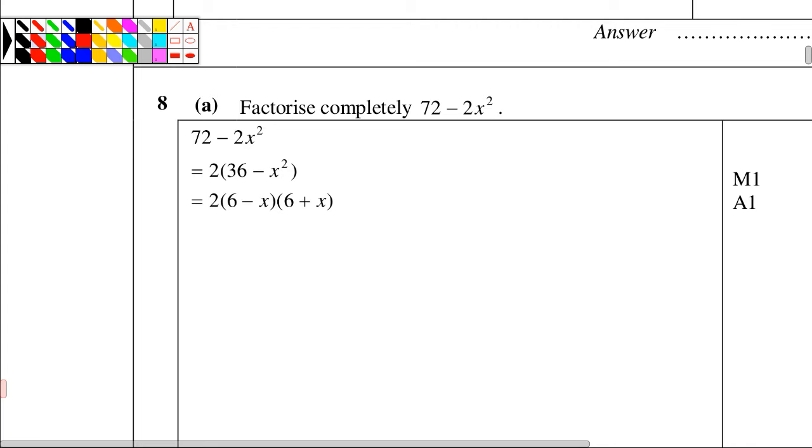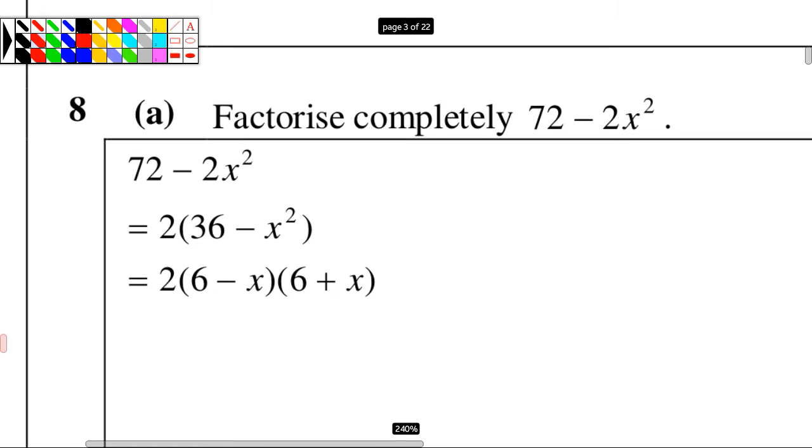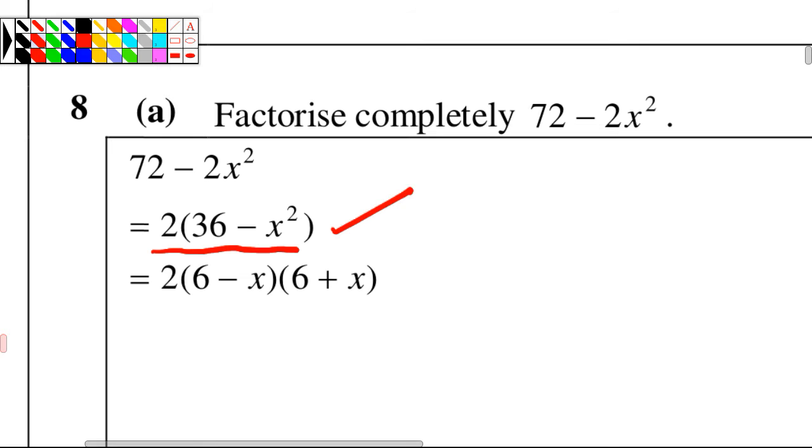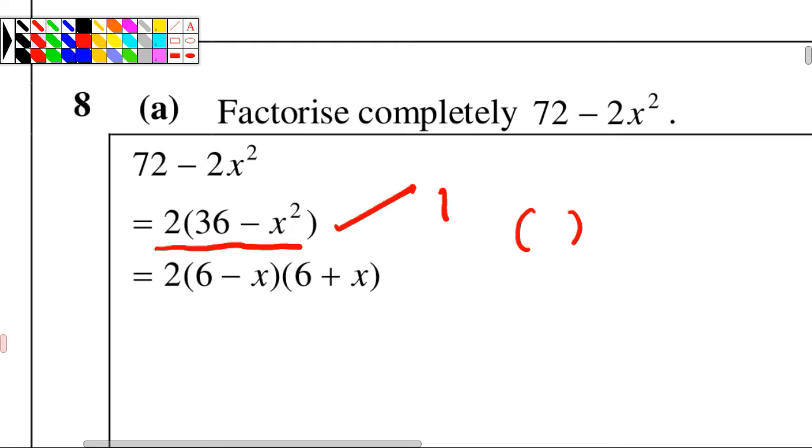Now, when I have nothing in common, for example this one, 72 and 2, the first one, do you get this? Okay, this is 1 mark. Now, after that, what do you do? 36 and x squared, nothing in common. When nothing in common, you have 2 terms only. What must come to your mind? Something square minus something square.